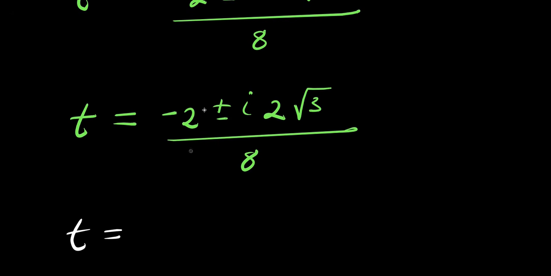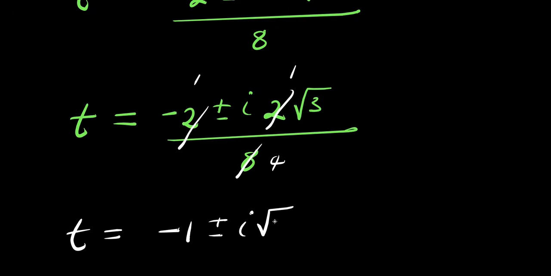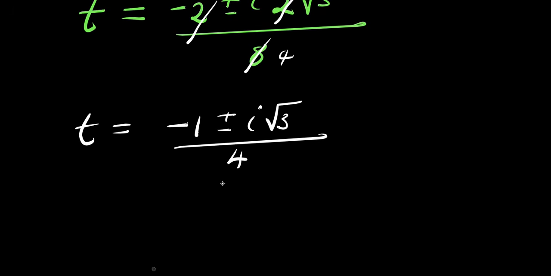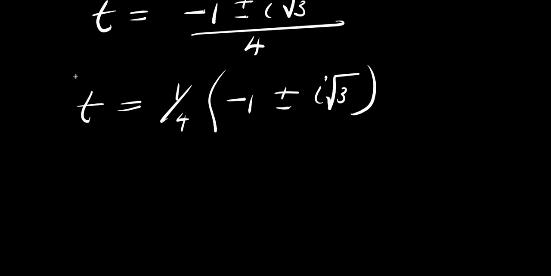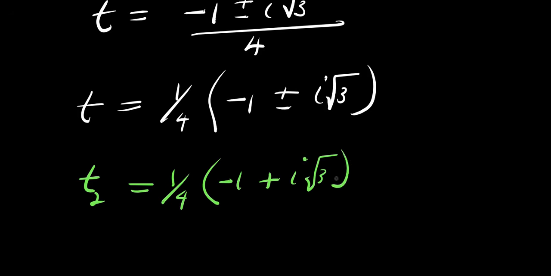From here, I have t equals, 2 cancel this side once, cancel this once, cancel this 4. We have negative 1 plus or minus i root 3 divided by 4. I can easily factor out 1 over 4 from here. At t equals 1 over 4 times negative 1 plus or minus i root 3. I have two complex values for t. I have t2 equals 1 over 4 times negative 1 plus i root 3. I have t3 equals 1 over 4 times negative 1 minus i root 3.